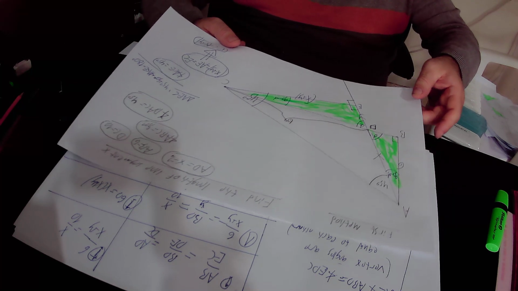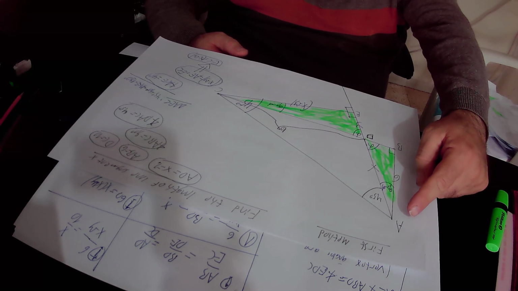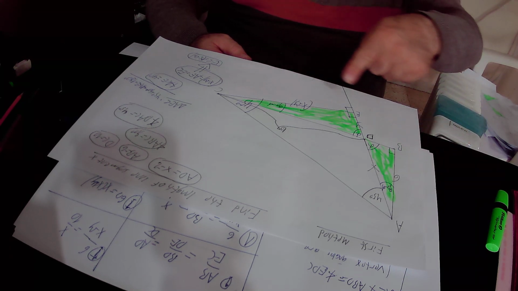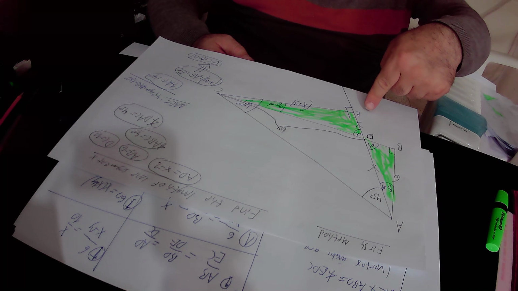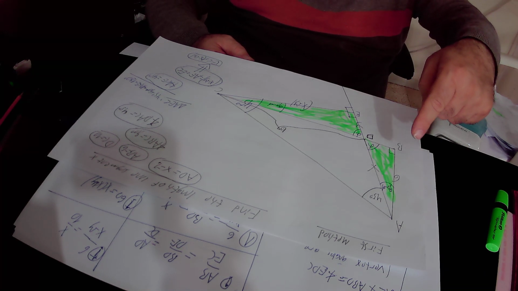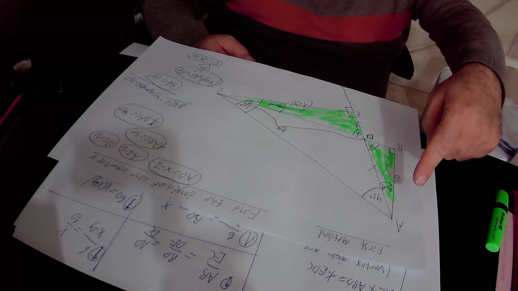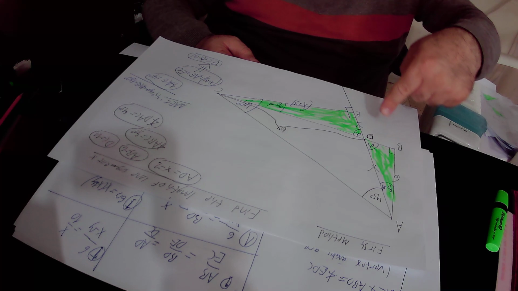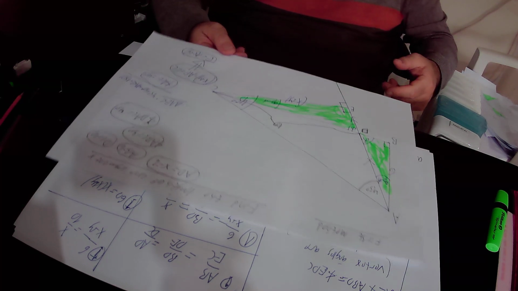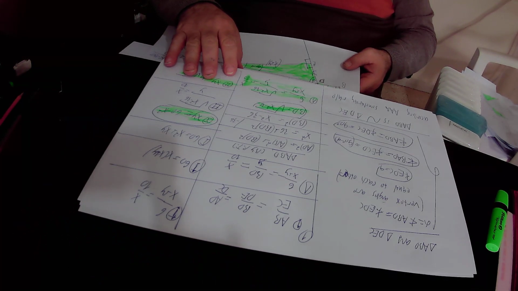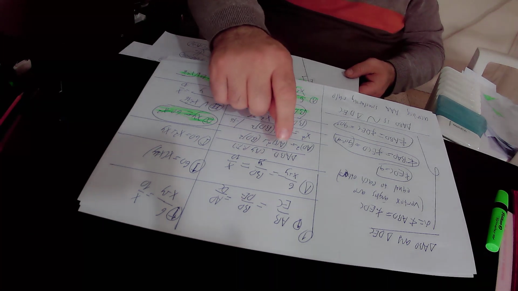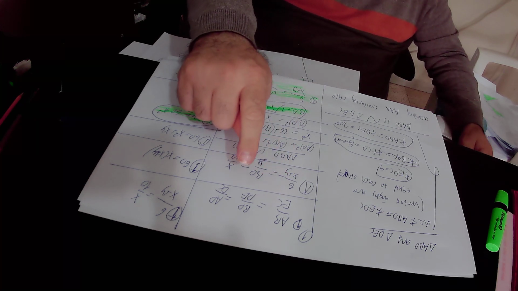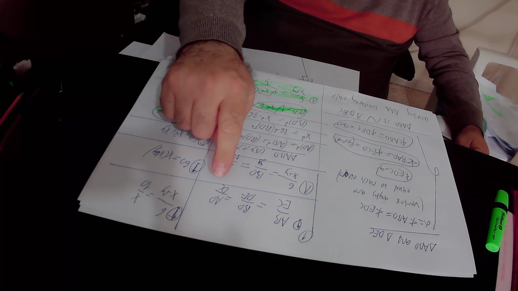And from the fact that those two triangles are similar to each other, we conclude that AB over EC equals BD over DE, which equals AD over DC. Okay? Because the two given triangles are similar, we conclude that AB over EC equals BD over DE equals AD over DC.